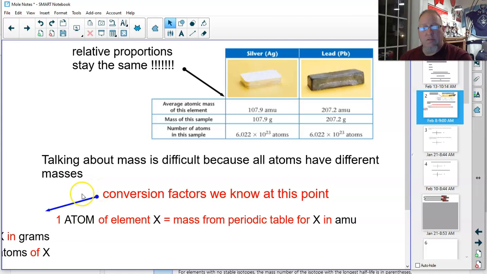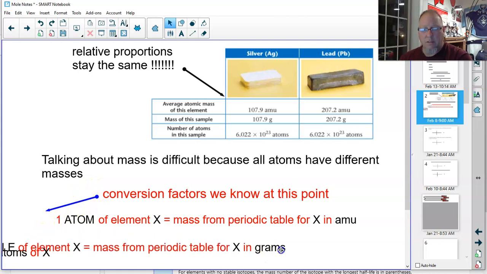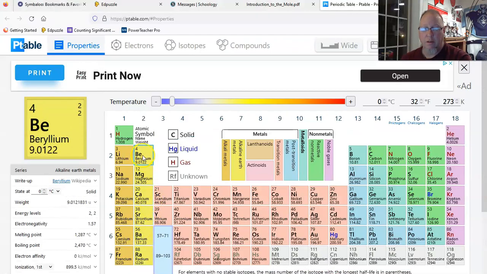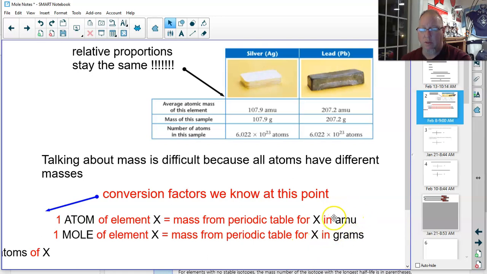Second very important conversion factor that you need to know about the mole is that 1 mole of any element is the mass from the periodic table for that element in grams. So if I were to look at beryllium, 1 mole of beryllium is 9.0122 grams of beryllium. 1 mole of helium is 4.0026 grams of helium. So I'm using the exact same number. The only difference between these two conversion factors is whether I put the unit of AMU or grams.